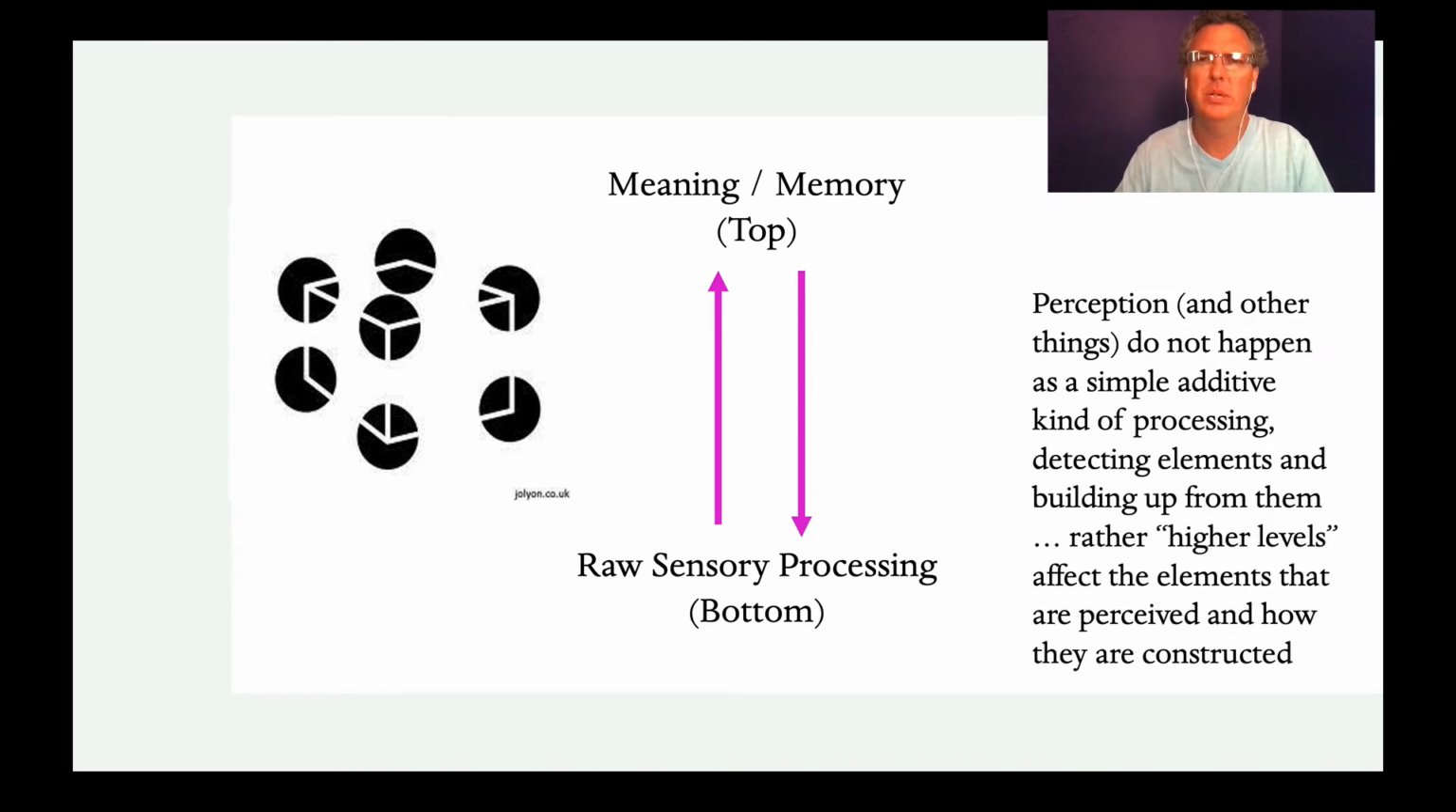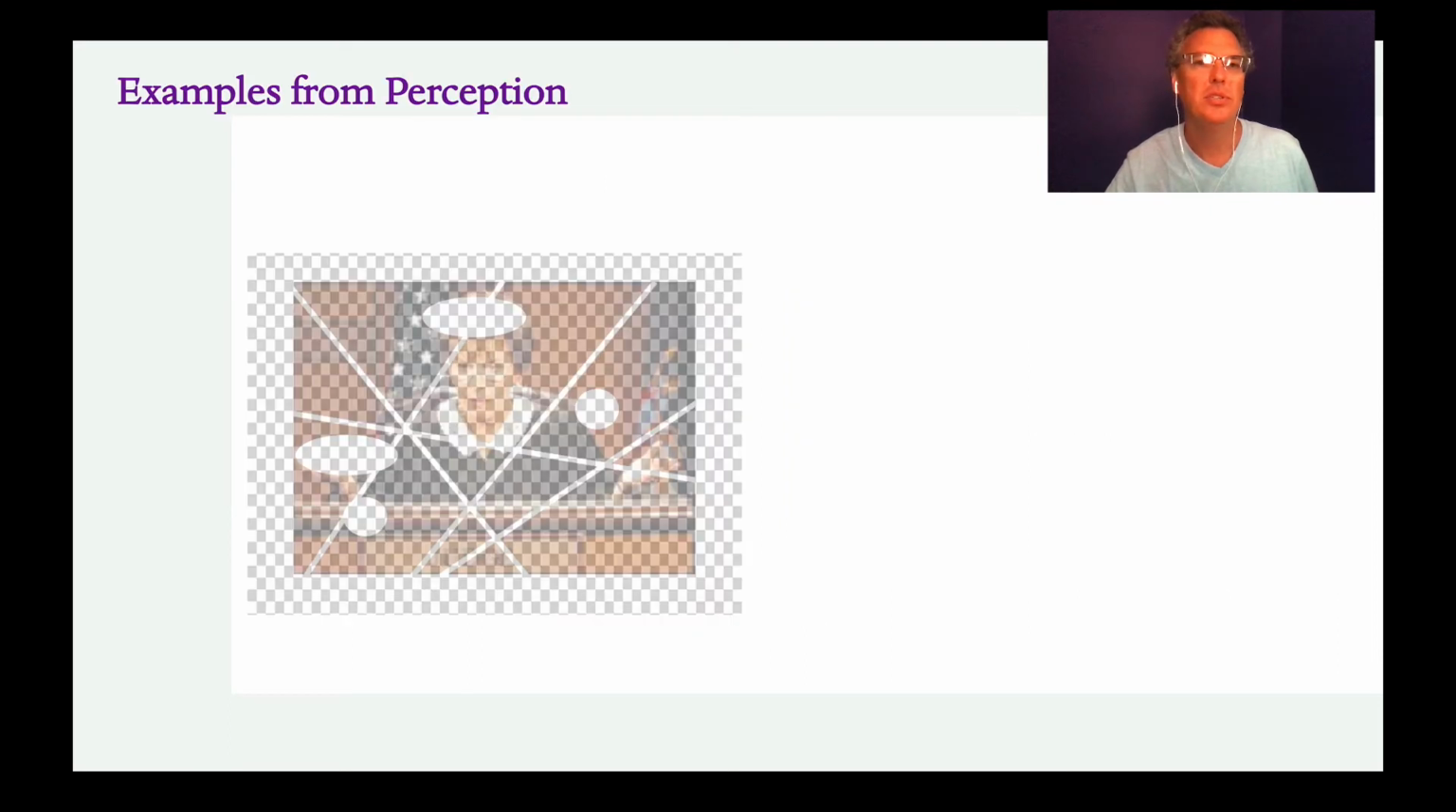And I'll make that point in a couple of ways. What we're starting to introduce here is that perception and other things, as you'll see, do not happen as a simple additive kind of processing where you detect elements and build them up, but rather higher levels of our mind affect the elements that are perceived and how they are constructed. Okay, so there's a lot of bias from the past determining how we perceive the present. Let's think about it that way. So let me just show you some examples. I don't know if these will all work for you, but I'll try. Do you recognize this person?